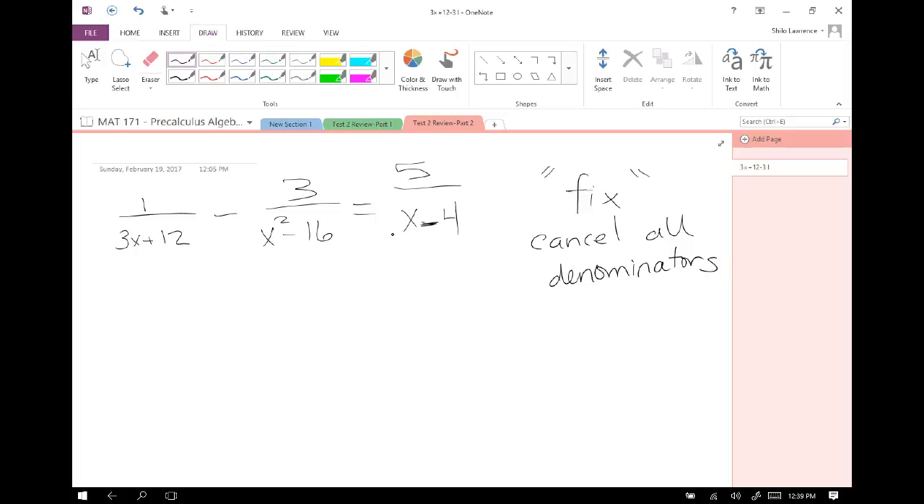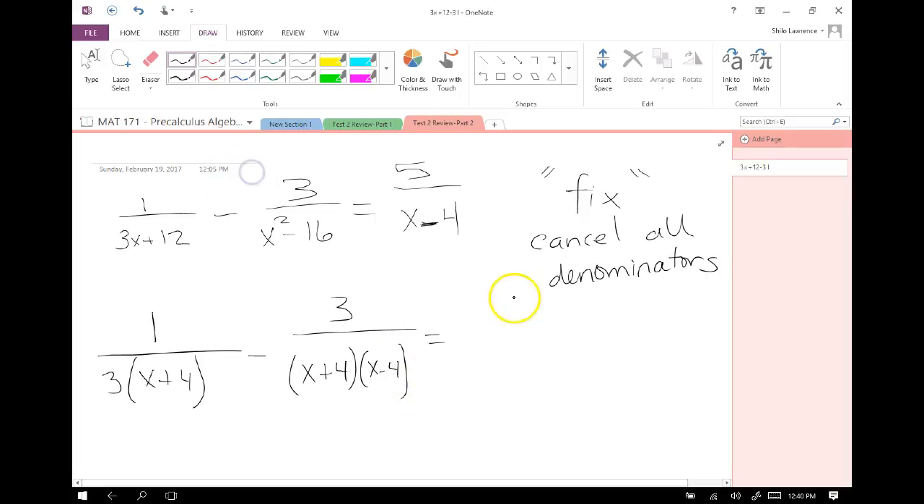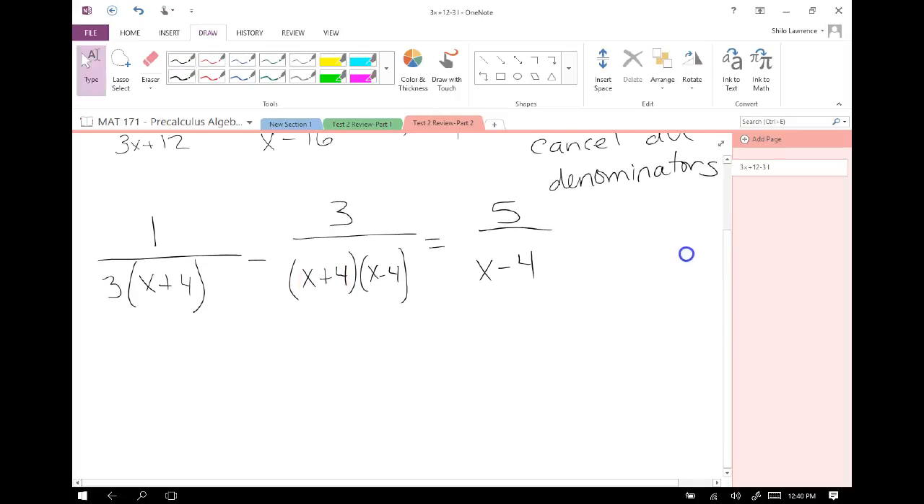What I'm going to do is go through and factor all of the denominators. This first denominator factors to 3 times x plus 4. The second denominator factors to x plus 4, x minus 4. And the last denominator, those two terms don't have anything in common, so we can't factor it. If you look at those 3 denominators, we need to pull together those factors and figure out something we can multiply by that will cancel all of them.